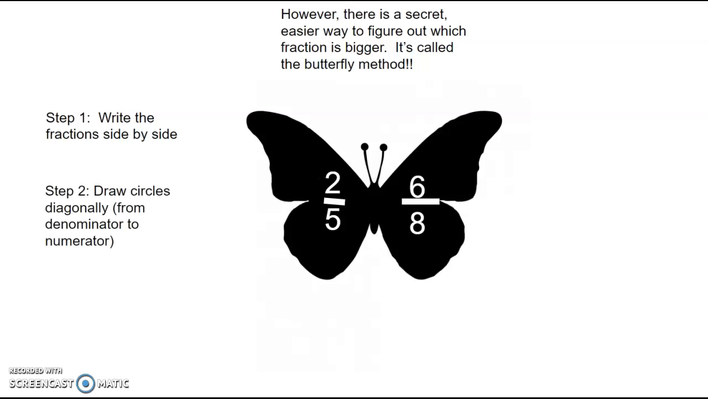Your next step is to draw circles diagonally. You want to go from one denominator to the numerator in the next fraction. So watch this. See how I circled the 6 and the 5? And now I circle the 2 and the 8.